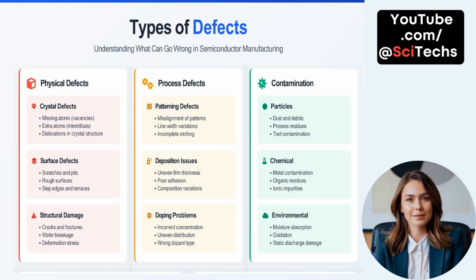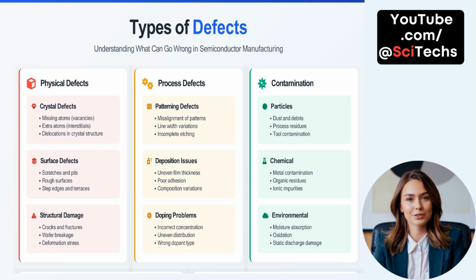Types of defects. Defects in semiconductor manufacturing are broadly categorized into physical defects, process defects, and contamination. Physical defects include crystal defects, like missing atoms, known as vacancies, extra atoms positioned where they shouldn't be, called interstitials, and disruptions in the orderly crystal lattice. Surface defects arise as scratches, pits, rough surfaces, or step edges that can interfere with layer uniformity. Structural damage involves serious mechanical issues like cracks, wafer breakage, and deformation stress, which can lead to device failure.